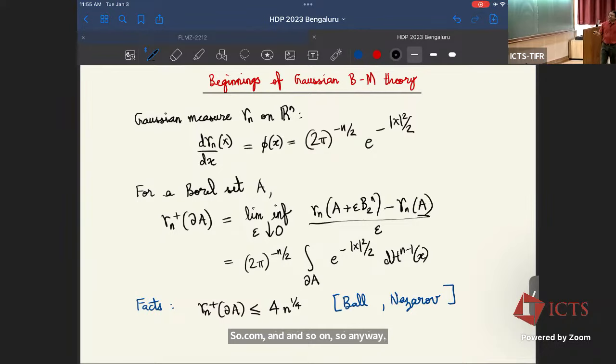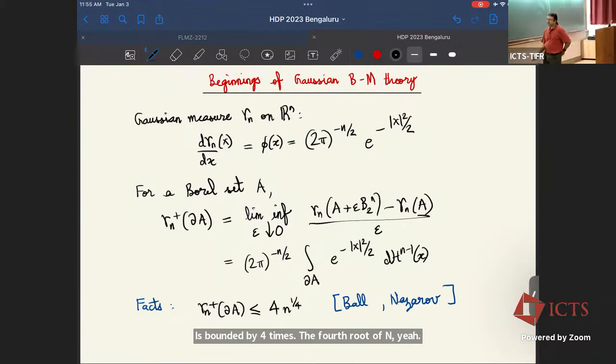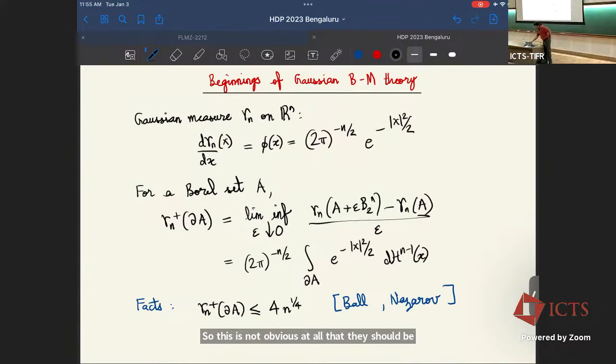There are also other facts about the Gaussian surface area which have been noticed and which have implications in all kinds of things. For example, Keith Ball and Fedya Nazarov gave proofs of the fact that the Gaussian surface area for any convex body in Rn is bounded by 4 times the 4th root of n. Okay, so it is not obvious at all that this should be bounded, but it turns out to be the case.